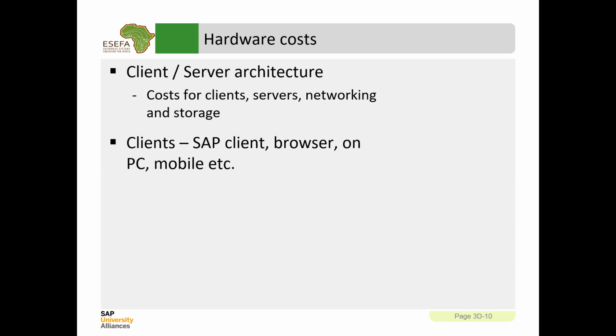So hardware costs are your client server architecture. She said the other time, network storage. If you want to host your server yourself, you can do that. If you want to host a storage, you can do that. You want to provide a physical storage, you can do that. So clients are SAP clients and your browser, your PC, your mobile. So all these are hardware that you provide yourself, that will help to be integrated into the ERP architecture.